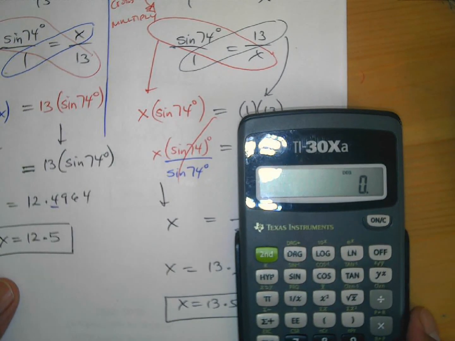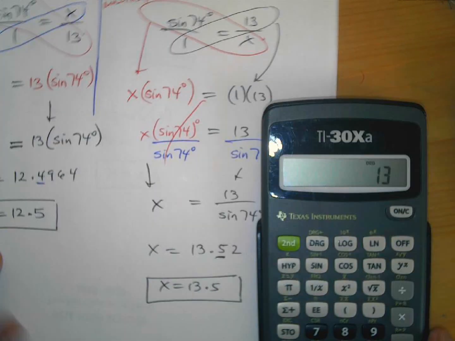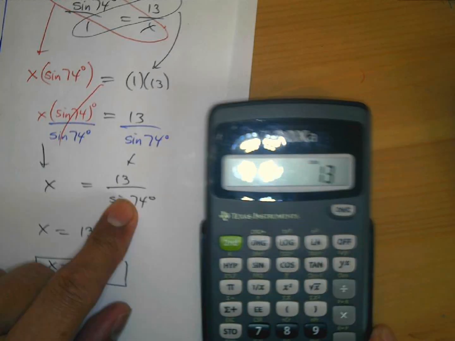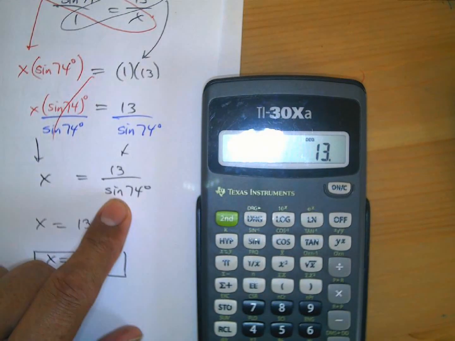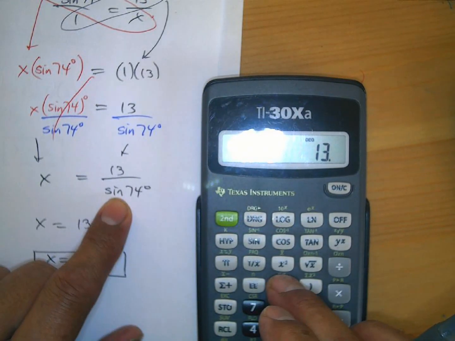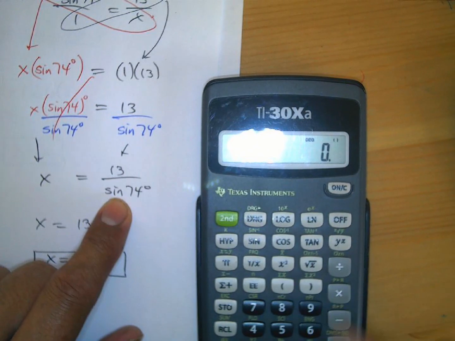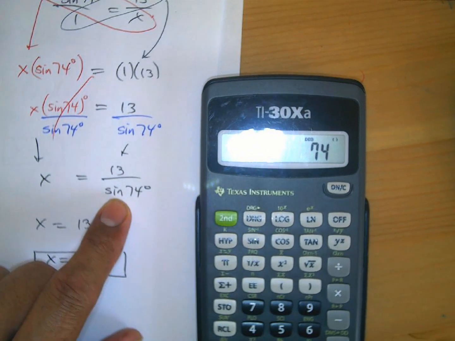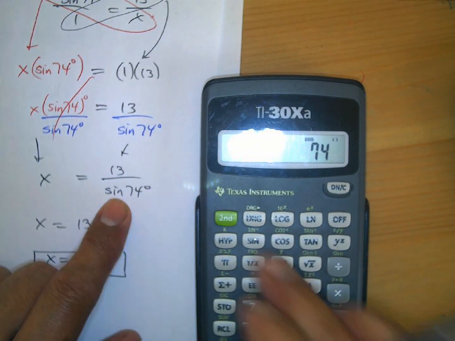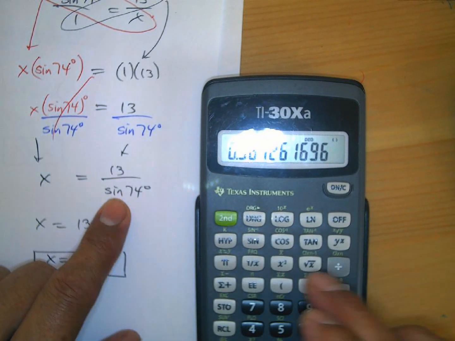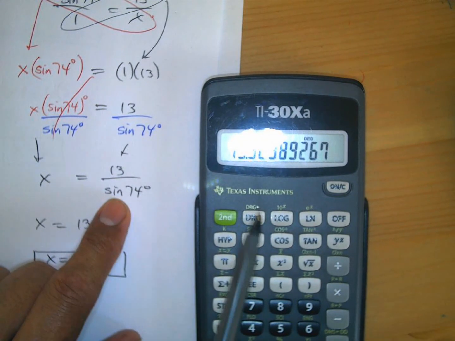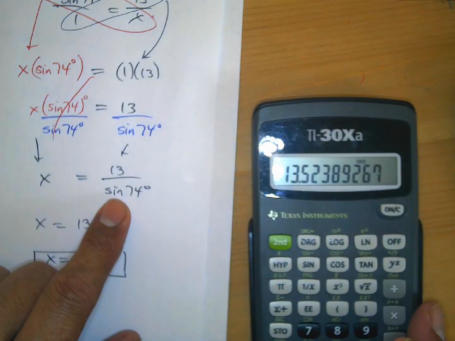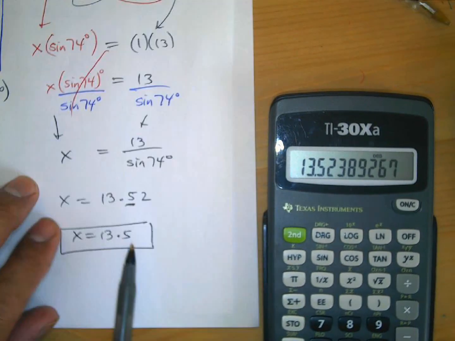I'll do that again. We're trying to do 13 divided by sine of 74. 13 divided by, and here's the parentheses part. Divided by parentheses 74, because you have to put the degree on this type of calculator first. Then the sine, close it, right? Open parentheses, close the parentheses, then hit the equals or enter. And there it is, 13.5 or 13.52.